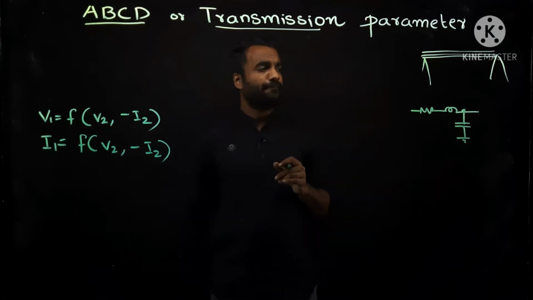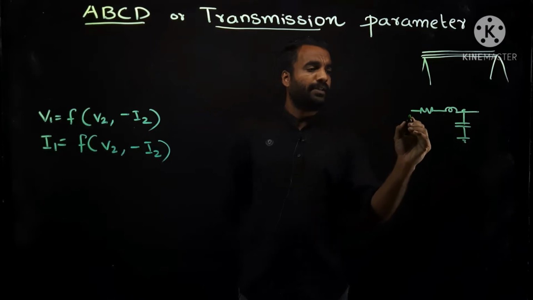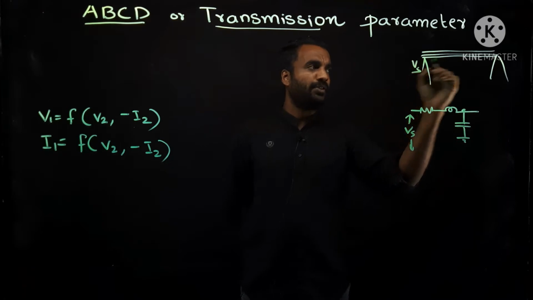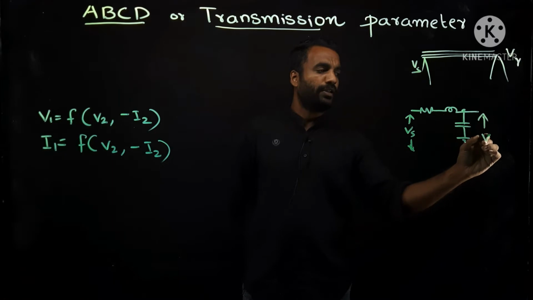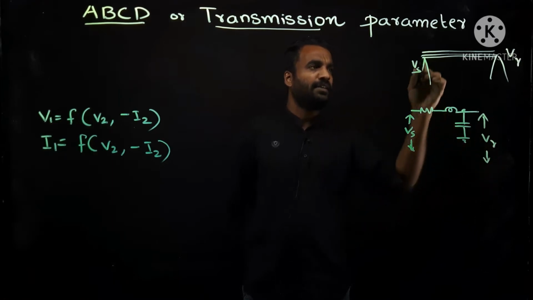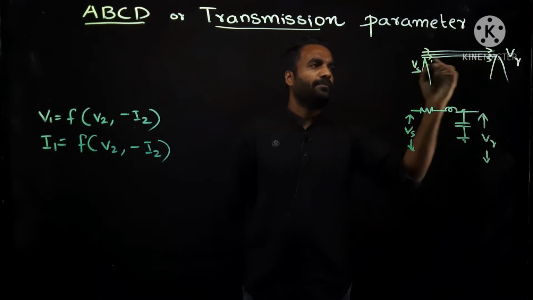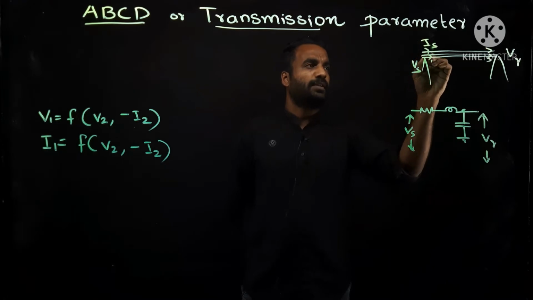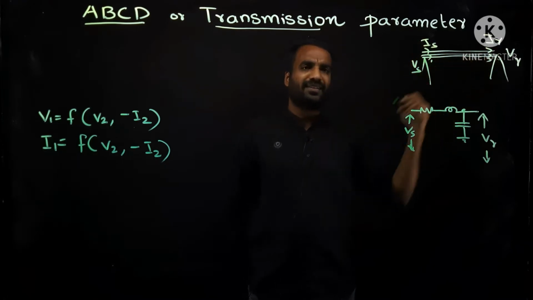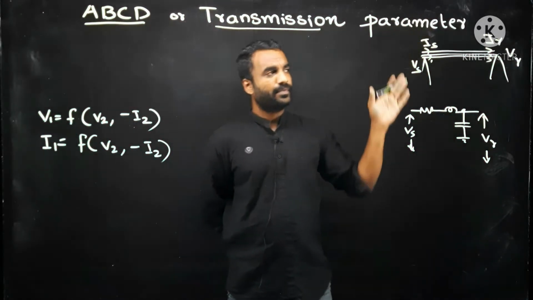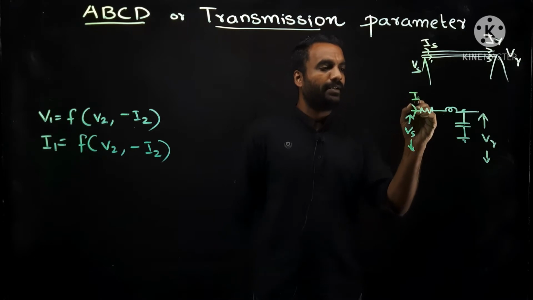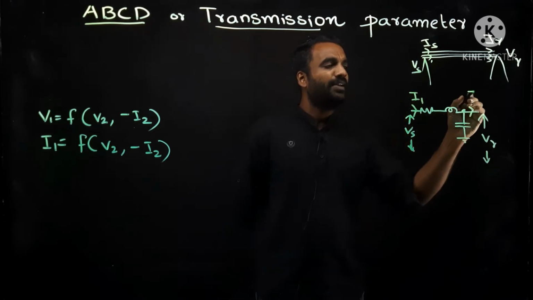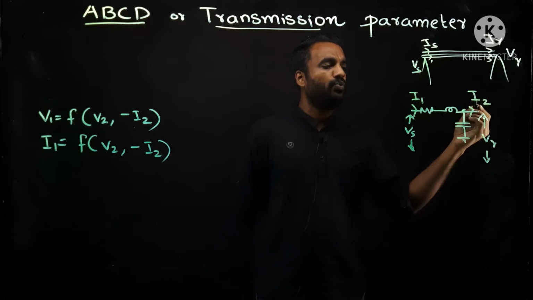For representing a line, we can draw it with a sending end and an actual receiving end. So, voltage of sending end, voltage of receiving end. The current goes like this in the sending end, and in the receiving end the current direction is also like this, since we are transmitting. The current from the sending end may be IS or I1, and in the receiving end I2 or IR.